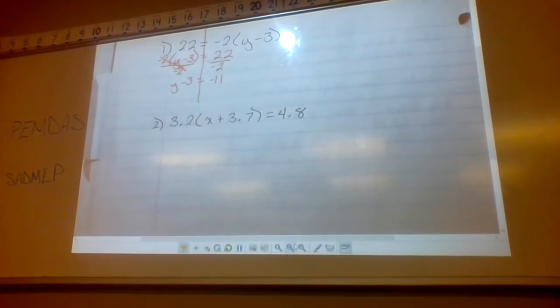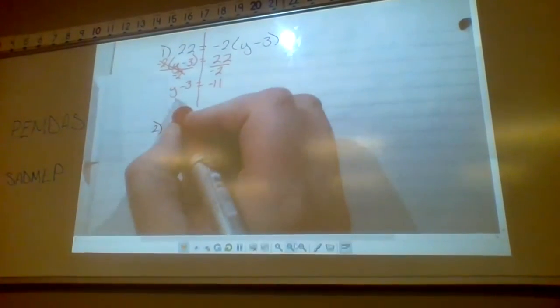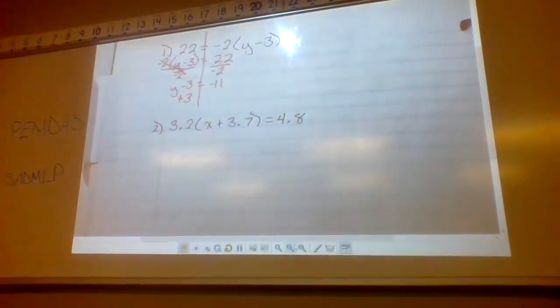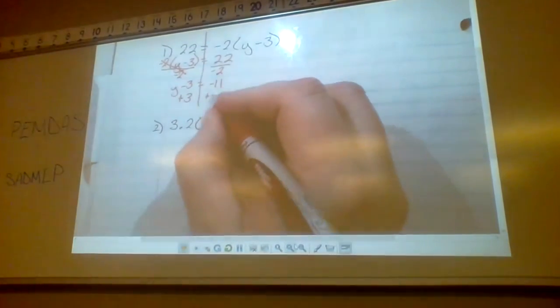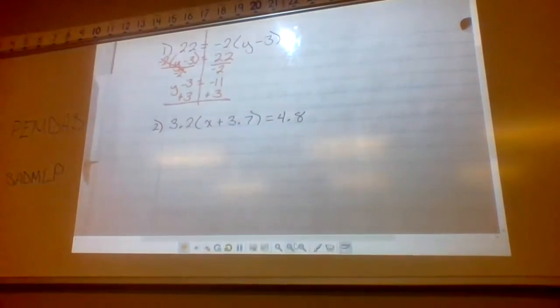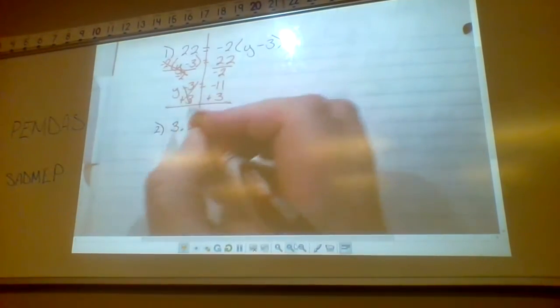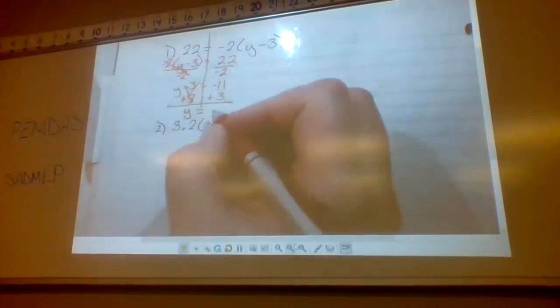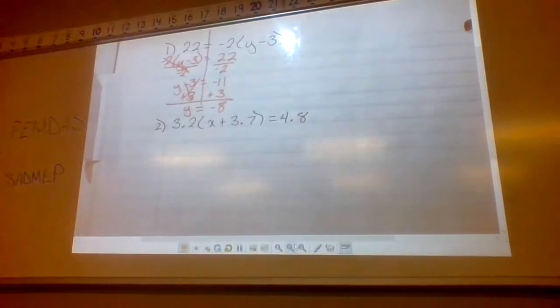Is your variable isolated? Is it by itself yet? No. So what operation do you see? Subtraction. What's the inverse? Addition. What do we add? 3. What you do to the left, you do to the right. So those 3's cancel out. y equals what? Negative 8. What do you need to do at this point?